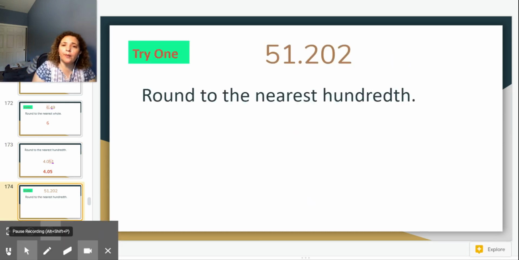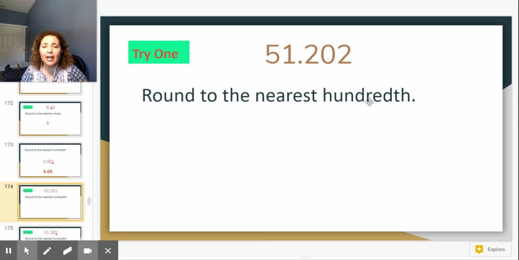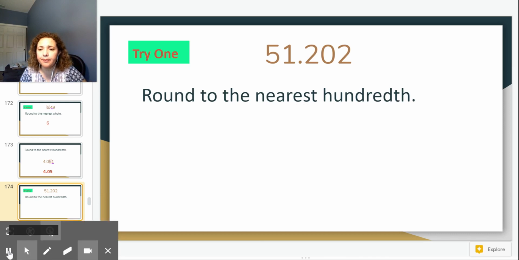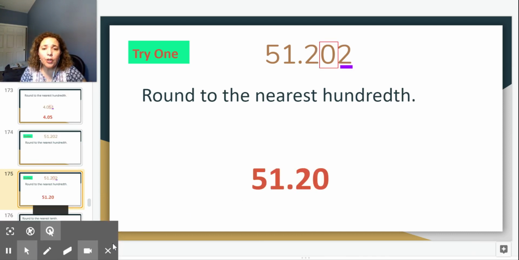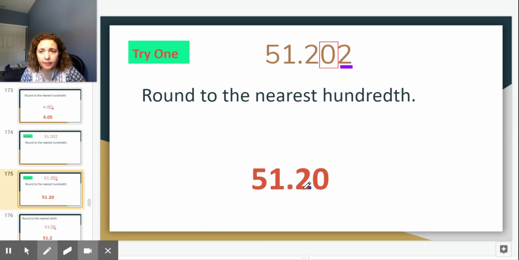All right, so you try one. Round 51 and 202 thousandths to the nearest hundredth and then come back to me. All right, so you should have gotten 51 and 20 hundredths, right? And I put a 0 here because I'm rounding to the hundredths.